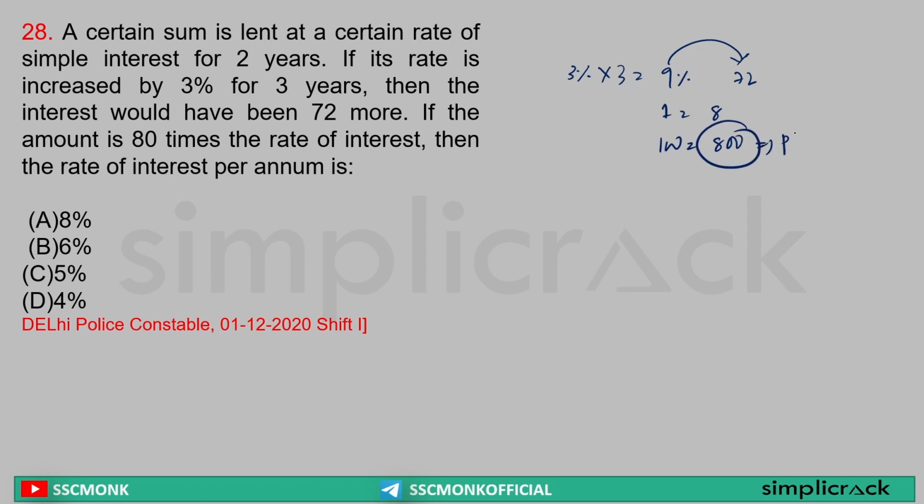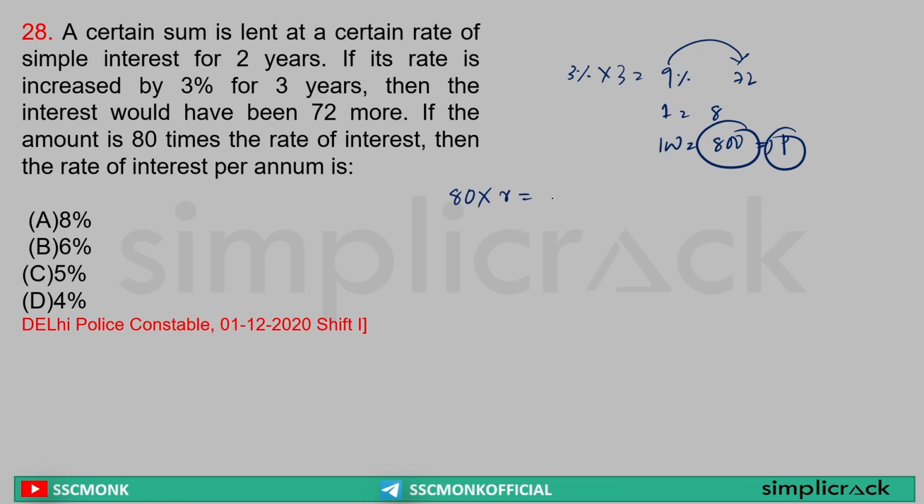Sir, if 9% is equal to 72, 1% is equal to 8, 100% is equal to 800. That means this is the principal sum. Now, it is saying the amount is 80 times the rate of interest. That means, sir, 80 times of rate of interest is equal to P plus P, that is 800.